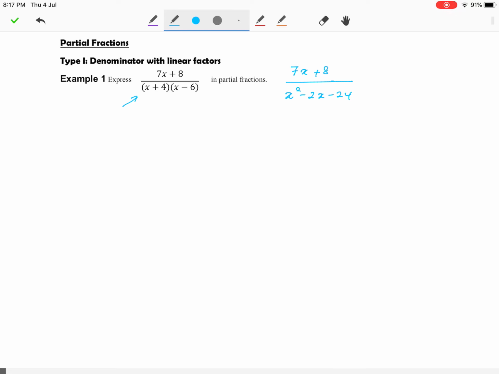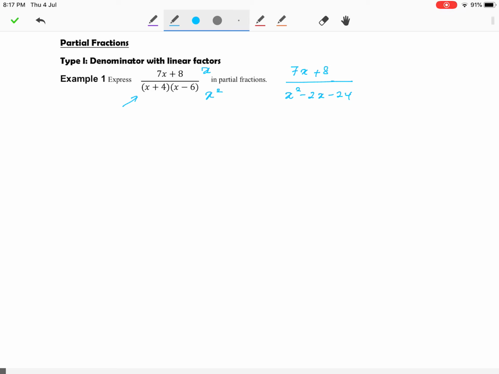Now if you notice the numerator, the power of x, for example 7x there, it's just a linear. And the denominator, if you expand that, you're going to have an x square, so it looks like an x on top and x square in the bottom. Because the numerator has less power compared to the denominator, this is a proper algebraic fraction, if you want to say.